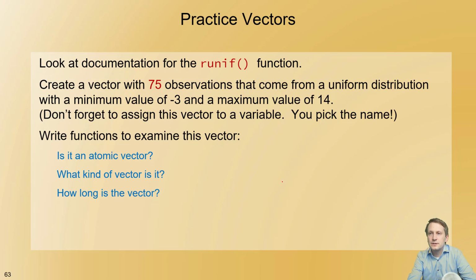Okay, another practice round here. Look at the documentation for the runif function. Find out what it does. Well, the next part of the question kind of gives it away. Please create a vector with 75 observations that comes from a uniform distribution with a minimum value of -3 and a maximum value of 14. Don't forget to assign this vector to a variable. You pick the name. Okay, do that, and then once you've done that, write functions to examine this vector. Is this an atomic vector? What kind of vector is it, and how long is the vector? So think about how you would actually assess that to double check that you've created the right thing.